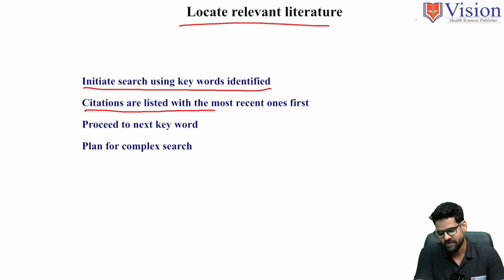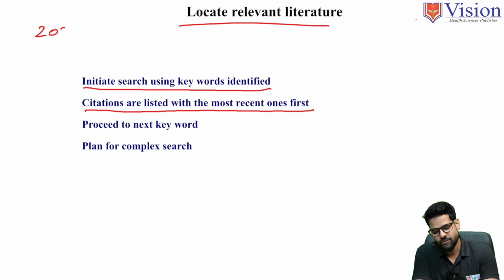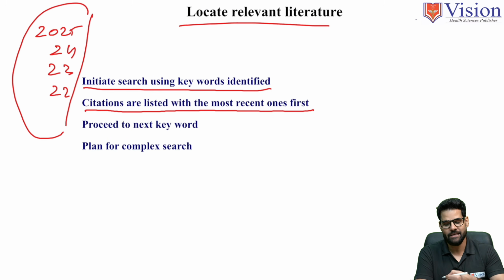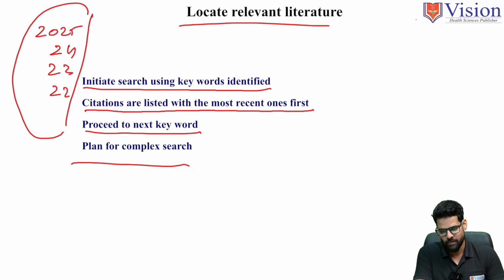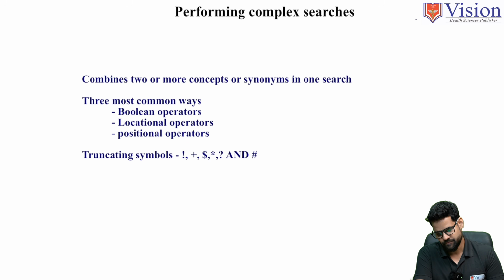Citations are listed with the most recent one first. Whenever you list your citations, cite from the most recent. I have seen that people organize them as they are. No, the study done in 2025, then 24, then 23, then 22, like that you have to arrange your research. The most recent should be first. Proceed to the next keyword and plan for the complex search. So you go for a simple search and you go for a complex search.